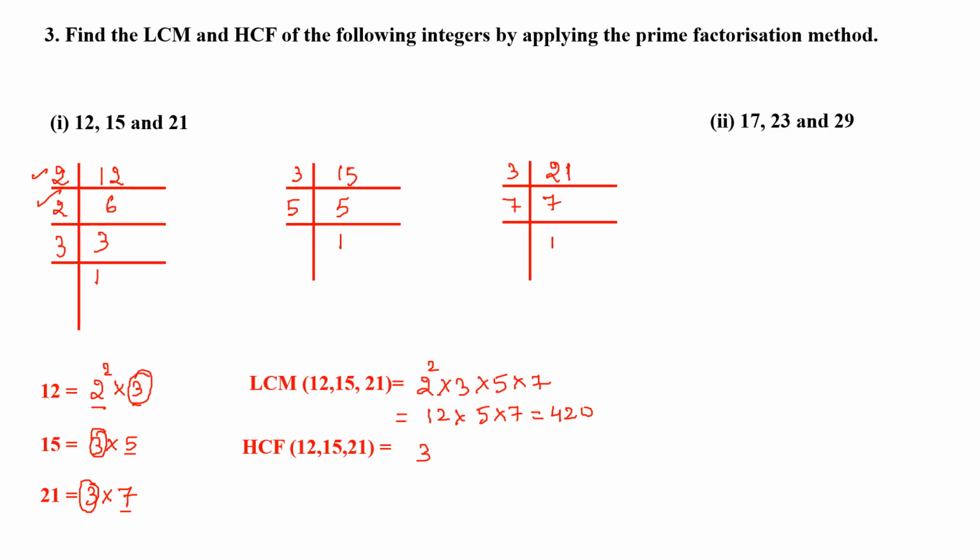Now next is 17, 23 and 29. By seeing these three numbers, you notice that all the three numbers are prime numbers, isn't it? And if it is a prime number, then what will happen? They will have only two factors, 1 and the number itself. So when all the numbers are prime numbers, the LCM is going to be the product of these numbers. So LCM is the product of 17, 23 and 29.